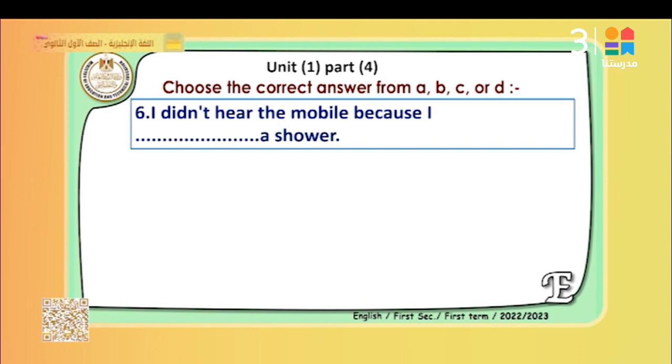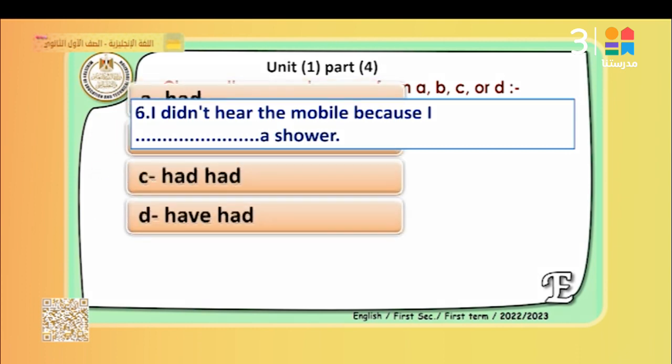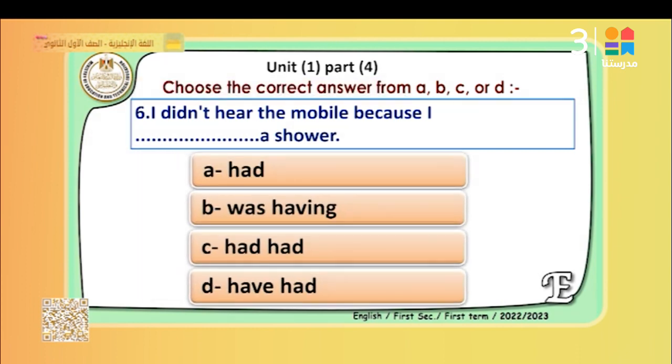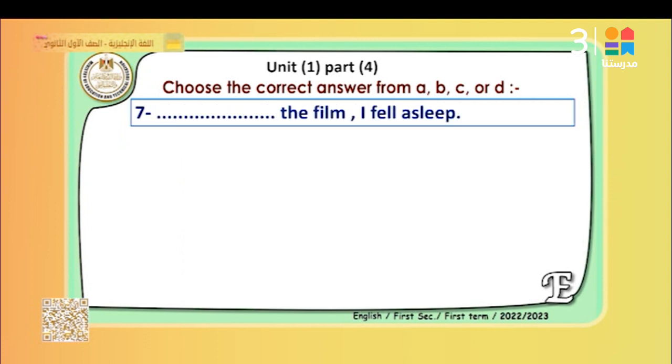Question number 6, I didn't hear the mobile because a shower. This is a grammar part. I couldn't, in the past, I couldn't answer the phone because at the same time I was having a shower. ليه بقى احنا هنختار was having؟ عشان this action was in progress. It was in progress. I was having a shower. At the same time the phone was ringing, so I couldn't answer. So here I didn't answer because I was having a shower.